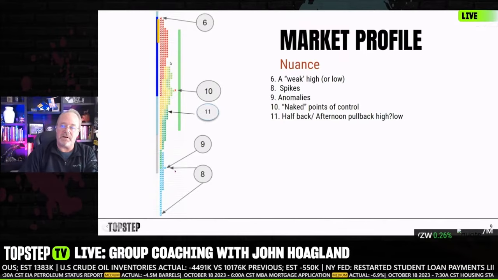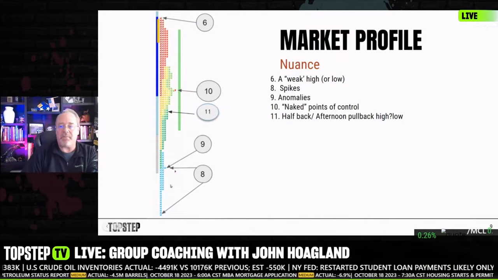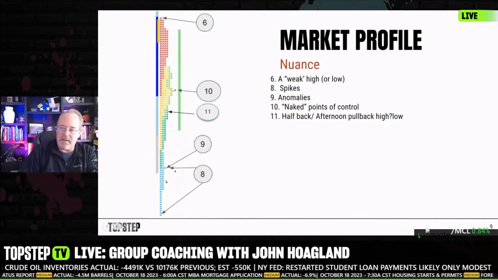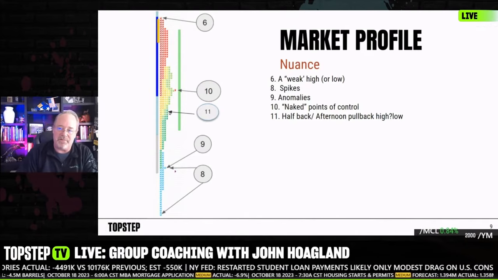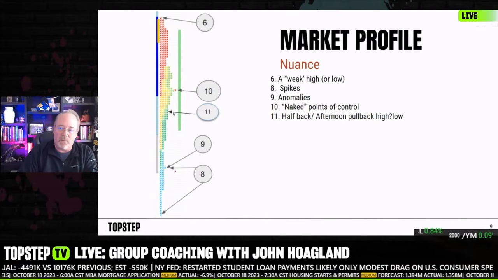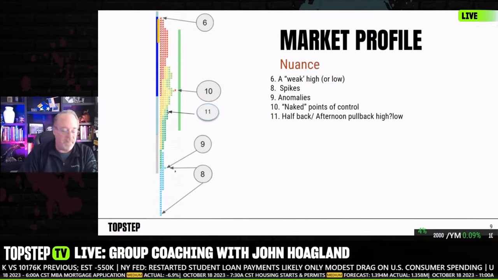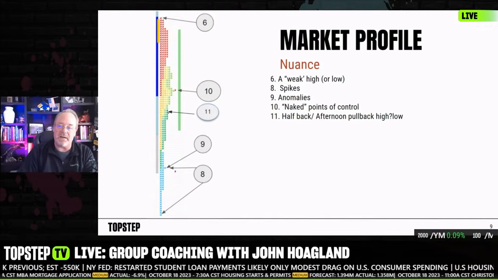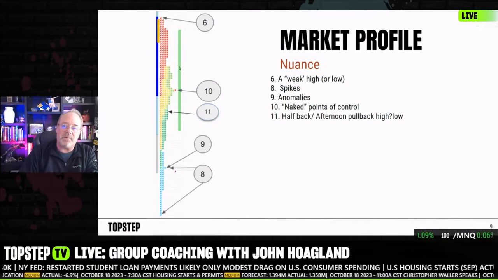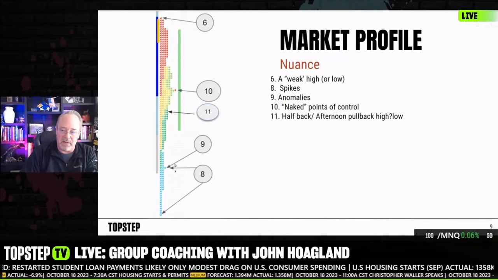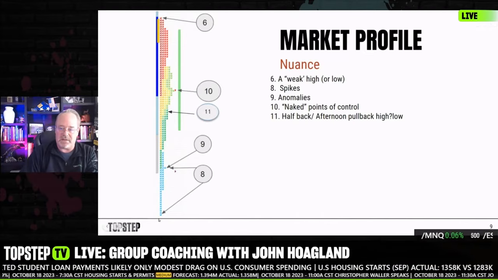When we start to look day over day at profiles, sometimes we'll get what we call an afternoon high. This afternoon pullback high pointed to right here can be an important level in the next trading day. It's where buyers failed to rotate price higher and the market continued its move to the downside.